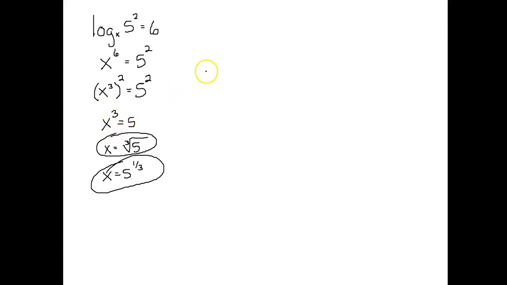All right, so you have 5 to the 1/3 raised to the 6th power. That would be 5 squared, and that equals the argument 5 squared. Yay! Okay, so that worked out. Sometimes you have to use a little creativity and thinking. So either get your bases the same and set the exponents equal, or get your exponents the same and set the bases equal, all depending on where your variable is located.